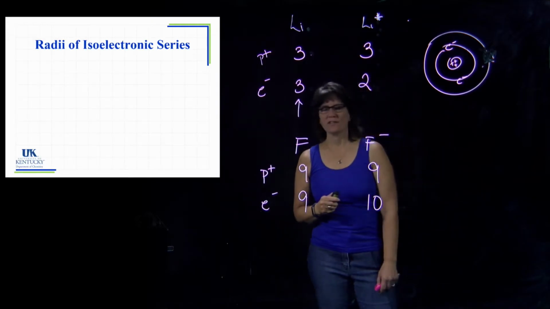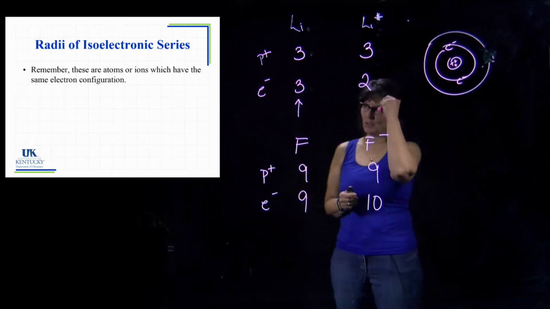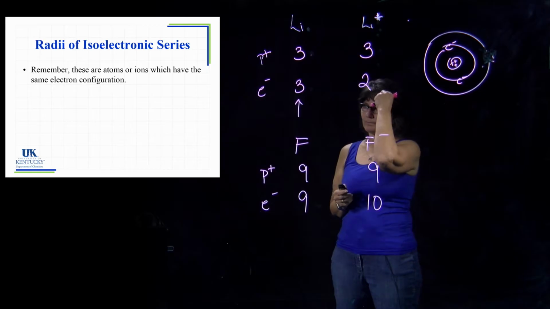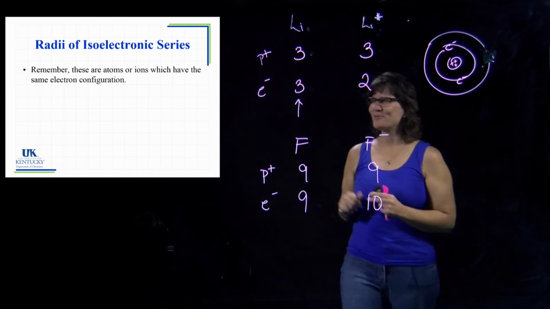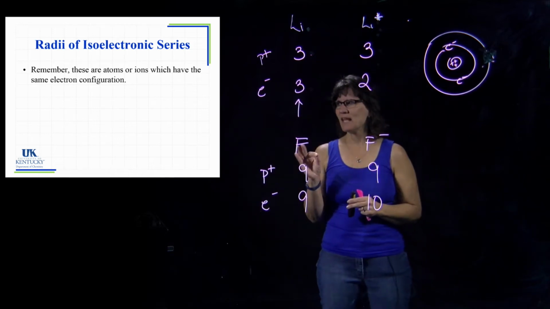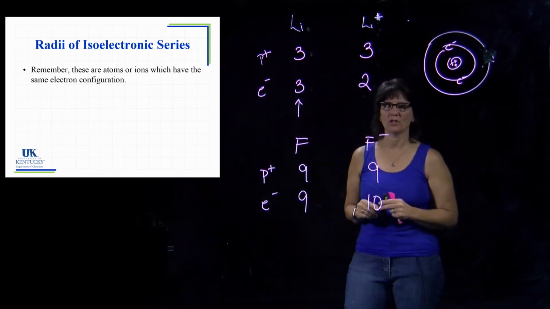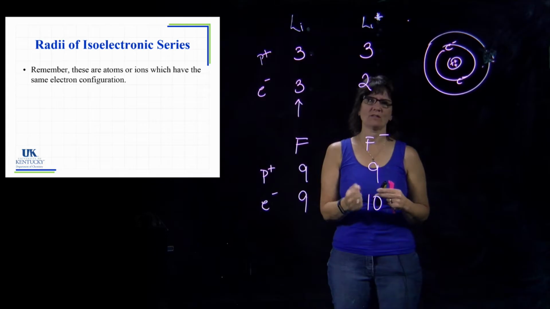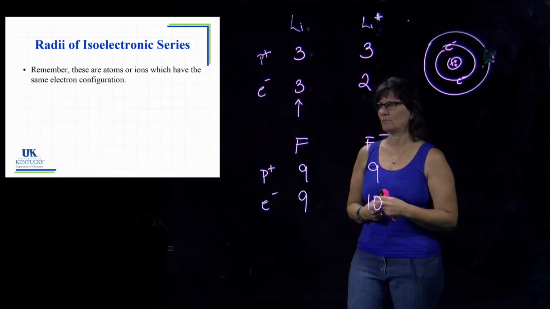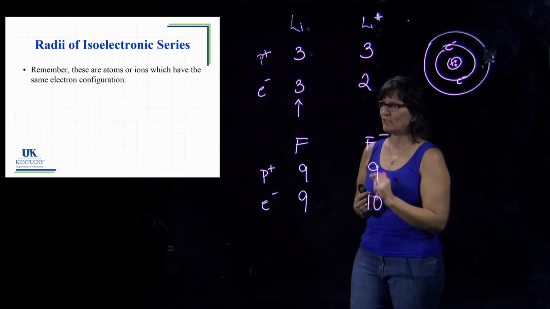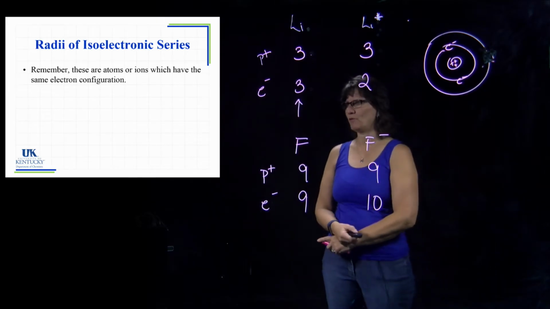The next thing we need to look at is something called an isoelectronic series. So we need to define the term isoelectronic here. Or review, I guess, the term. I don't remember defining it before, but this is what isoelectronic means. It is atoms or ions that have the same electron configuration. So they don't just have the same number of electrons, but they have the same electron configuration. That's what isoelectronic means. So get that definition down.